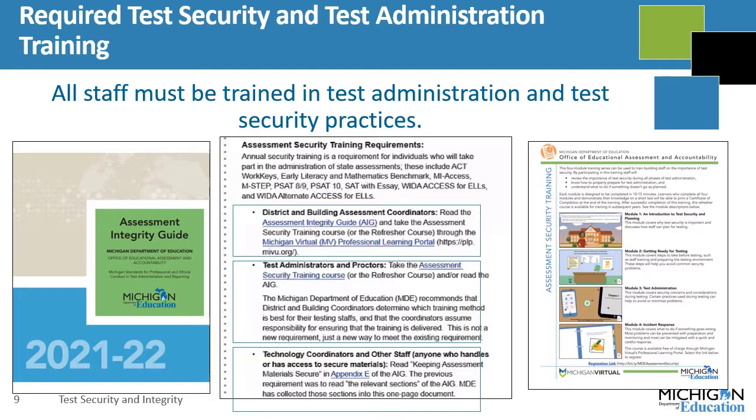Assessment coordinators are required to read the Assessment Integrity Guide and complete the Assessment Security online course through Michigan Virtual. Test administrators and proctors are required to participate in the Assessment Security online course through Michigan Virtual and/or read the Assessment Integrity Guide. Technology coordinators and other staff are required to read the Keeping Assessment Materials Secure training document found in the AIG.